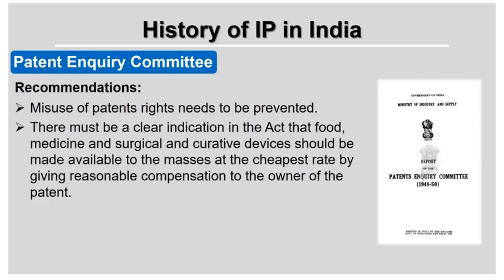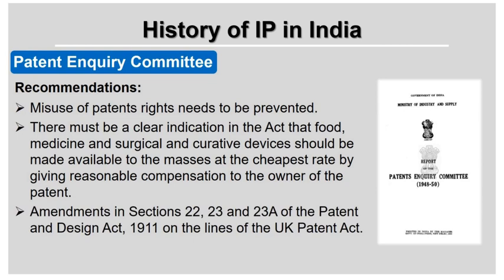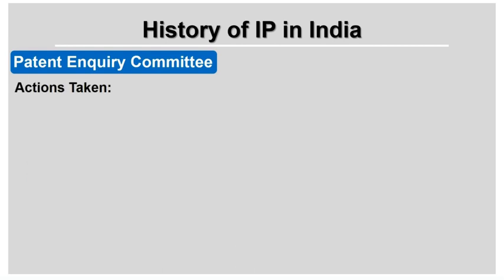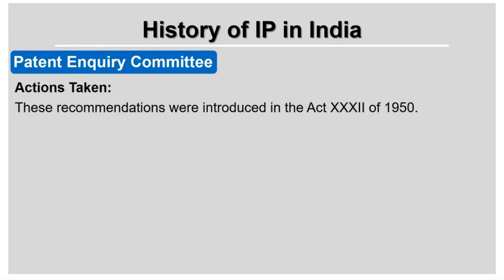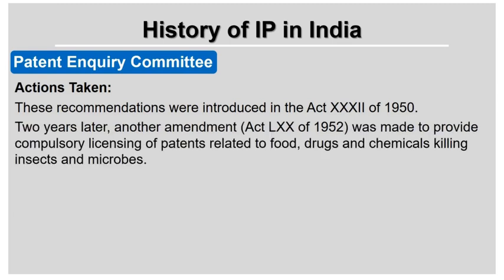There must be a clear indication in the Act that food, medicine, surgical and curative devices should be made available to the public at the cheapest rate by giving reasonable compensation to the owner of the patent. It also recommended amendments in sections 22, 23 and 23A of the Patents and Designs Act 1911 on the lines of the UK Patent Act. These recommendations were introduced in Act 32 of 1950.